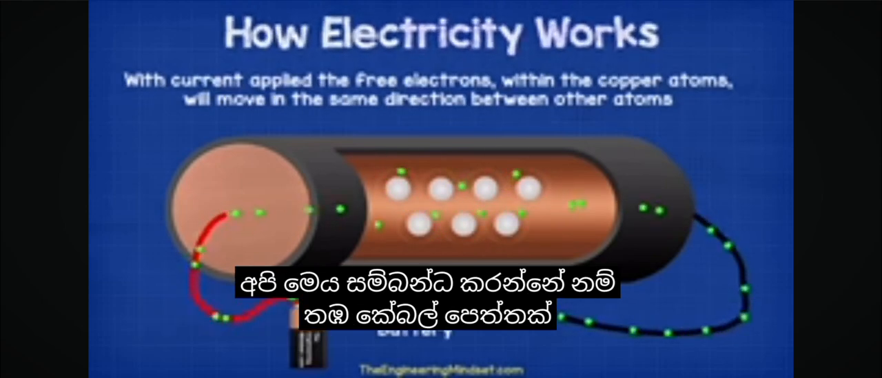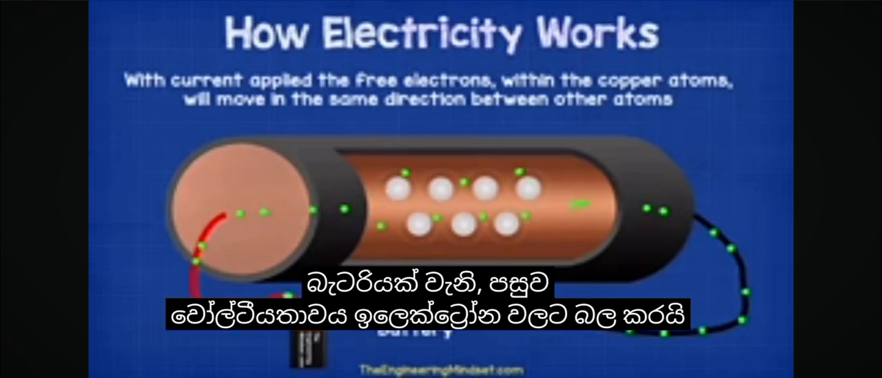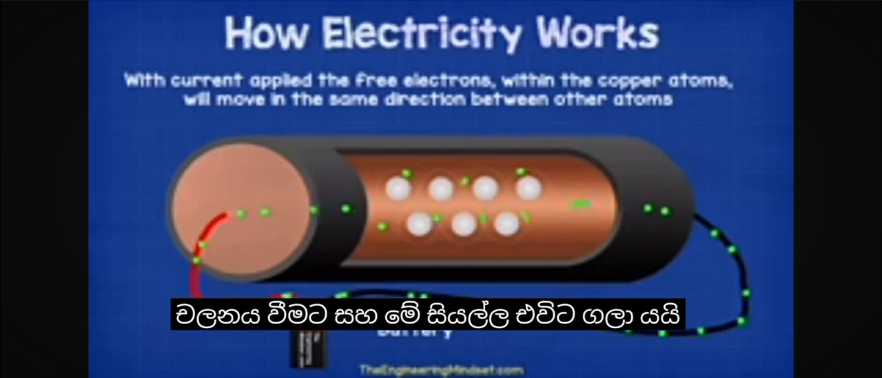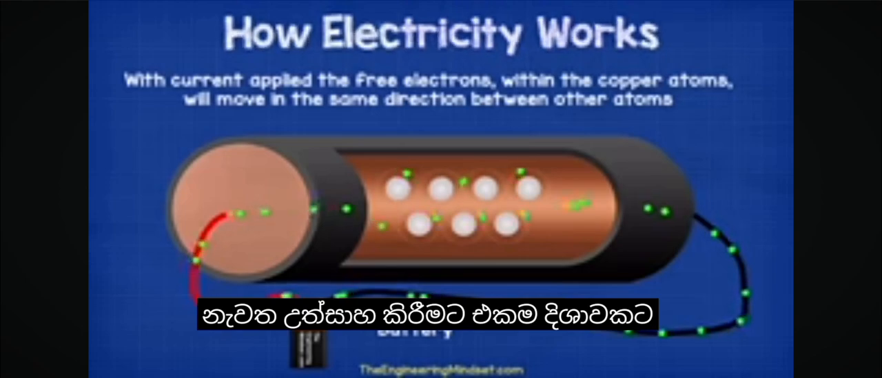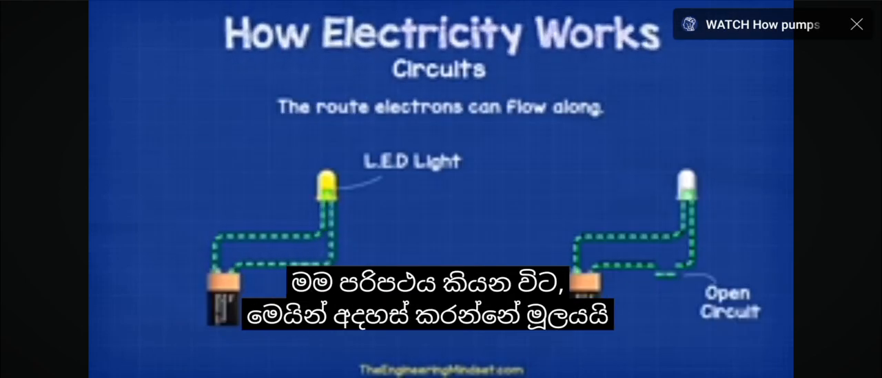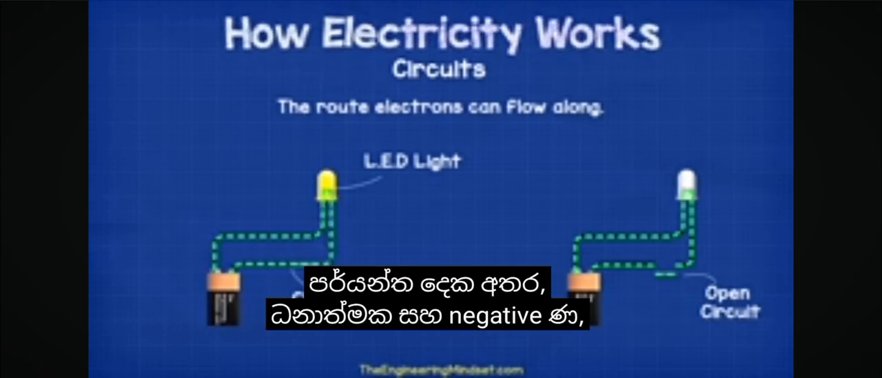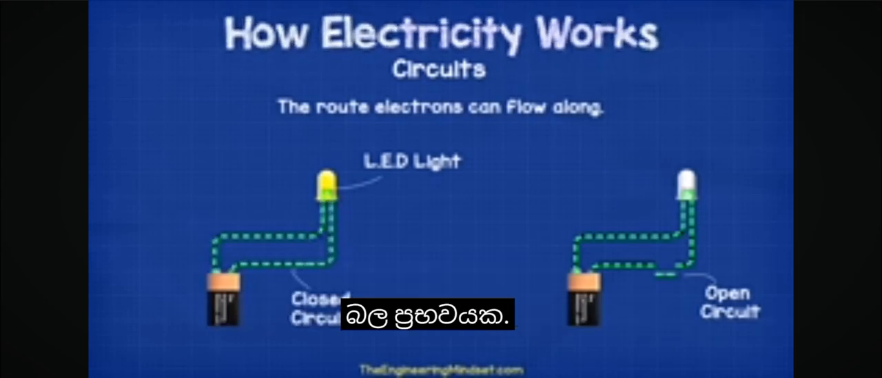If we then connect the slice of copper cable to a closed circuit with a power source, such as a battery, then the voltage will force the electrons to move, and these will then all flow in the same direction to try and get back to the other terminal of the battery. When I say circuit, this just means the route which electrons can flow along between the 2 terminals, the positive and the negative, of a power source.